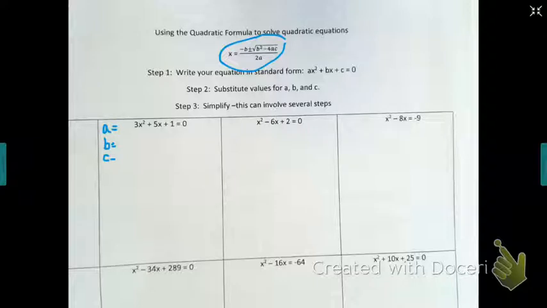C is the number in front of x squared. A is the number in front of x squared. I think I said C. I don't know. A is 3. B is the number in front of the x. And C is the number that's all by itself.